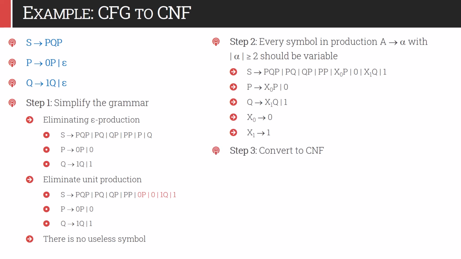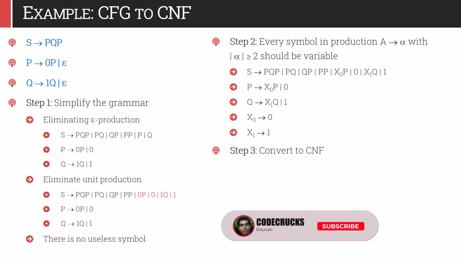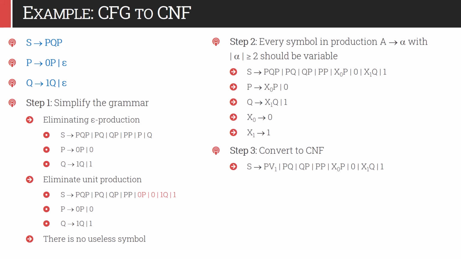And in step 3, we have to convert it into CNF. That means the right-hand side of any production cannot be greater than length 2. So the first production, S gives PQP. Here we have 3 variables, so we are just writing P and V1, and V1 we will assume as QP. Rest of all the productions of S are of length 2 or 1, so that is okay. All the productions of P, Q, X0, X1 are already in the desired form, so we don't have to make any changes. So this is the final Chomsky normal form of the given grammar.